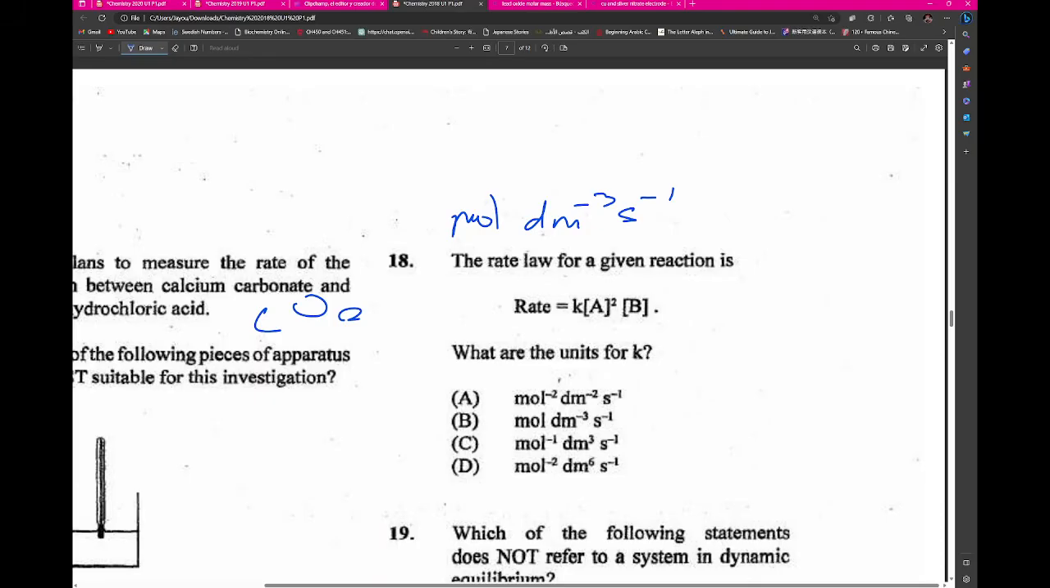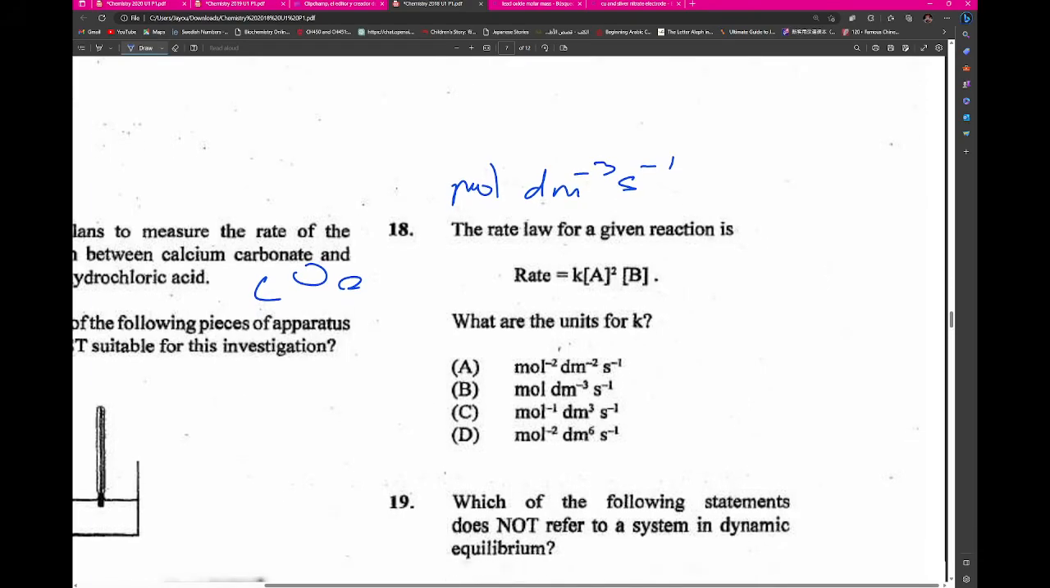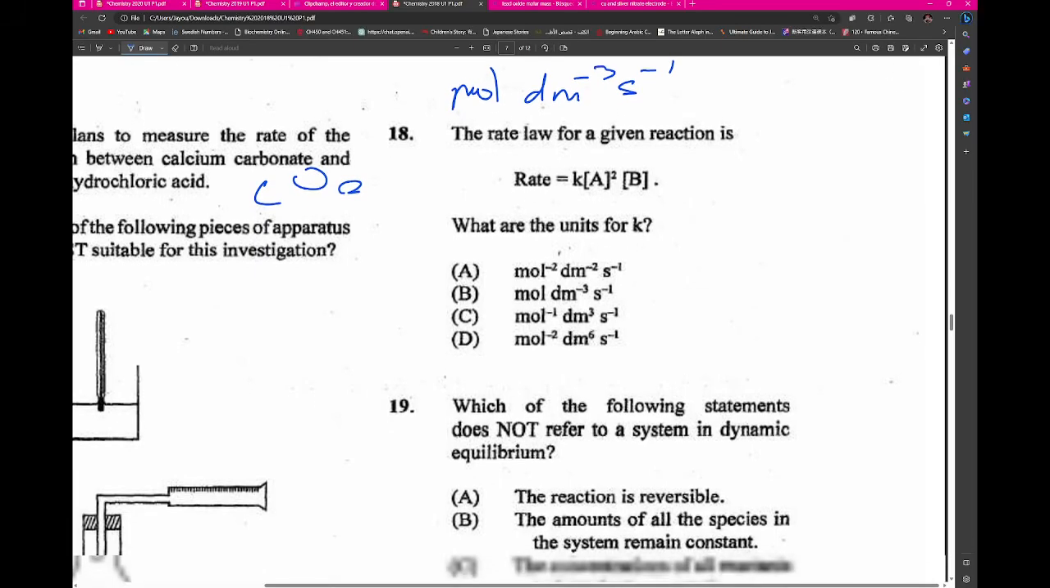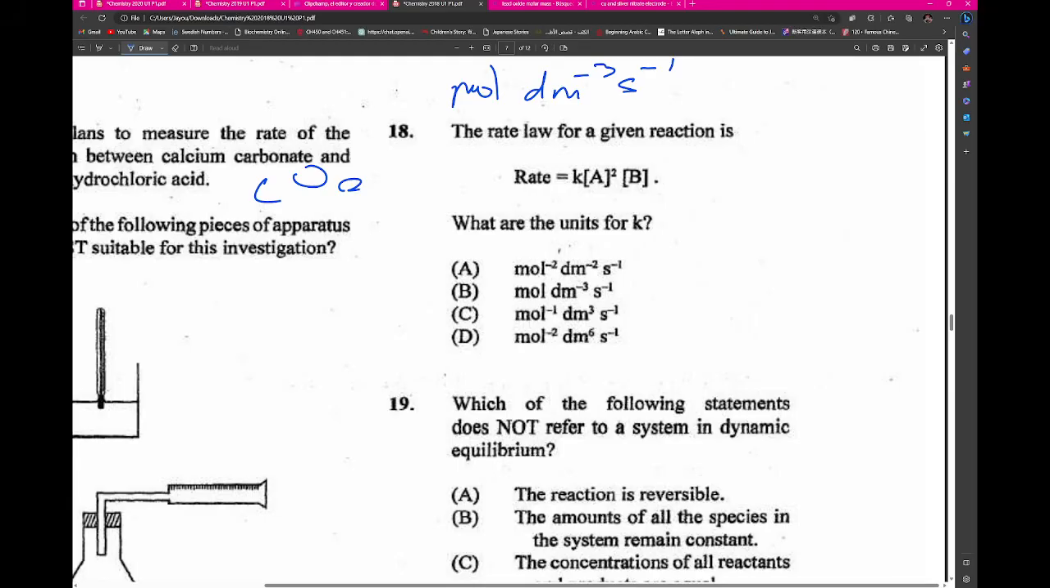So K is the rate constant, right? Rate constant is usually in moles per dm cube. Let me see something here. I think it will just be mole per dm cube per second because it should give us back that unit. Let's see first. Let me just try to work it out real quick. Alright, give me a moment, let me work up to see what's happening.